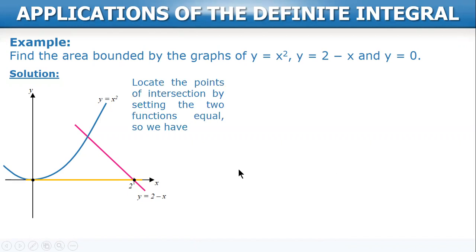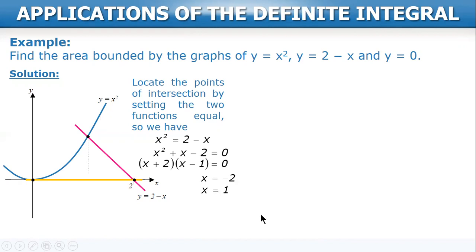So first, let us locate this point of intersection, between the line and the parabola. So we equate the parabola x squared to the line 2 minus x, and then rearrange: x squared plus x minus 2 equal to 0. And then factor, and you will have x equal to negative 2 and x equal to positive 1.